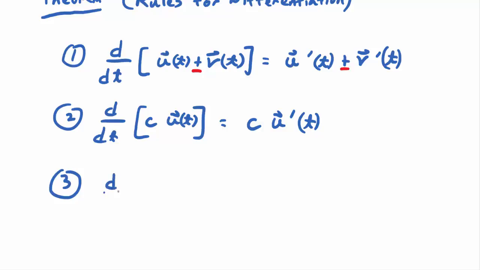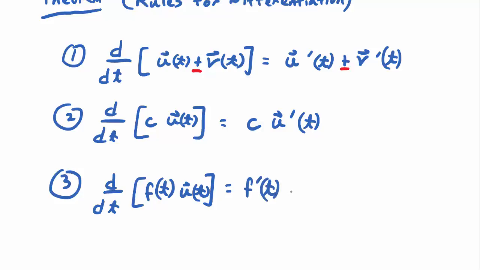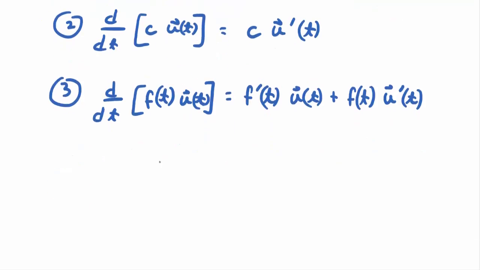Okay, d/dt of a product like a scalar function f of t times u of t. Turns out you're going to have to use the product rule. So you take the derivative of the first times the second. Remember the product rule? The derivative of the first is a scalar derivative, plus the first, f of t, times the derivative of the second. The second derivative over here is the derivative of a vector valued function. But it actually looks exactly the same in form as the formula you learned for taking derivatives of products back in Calculus 1.